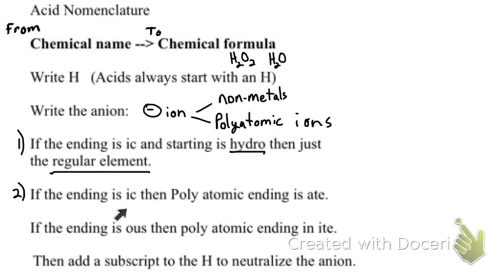If the ending is ic and there's no hydro, that means it's a polyatomic ion, and the polyatomic ion's ending was ate. If the ending of your acid is ous, that means it's a polyatomic ion because there's no hydro, and that means your polyatomic ion ended with ite.